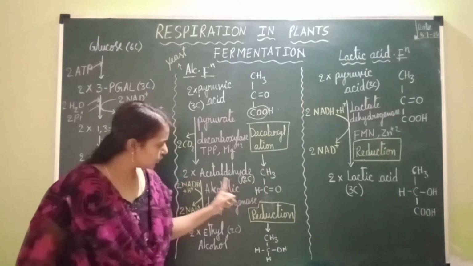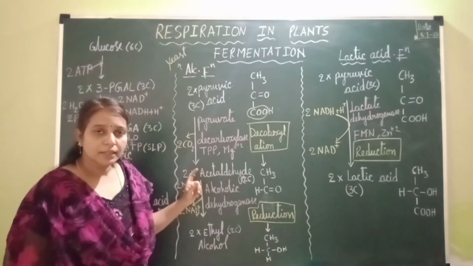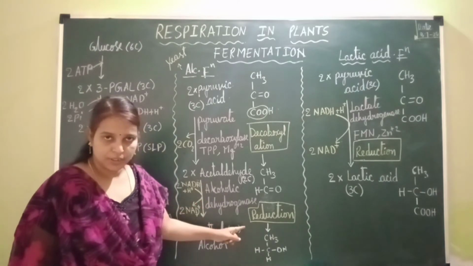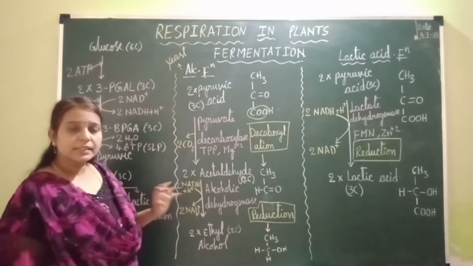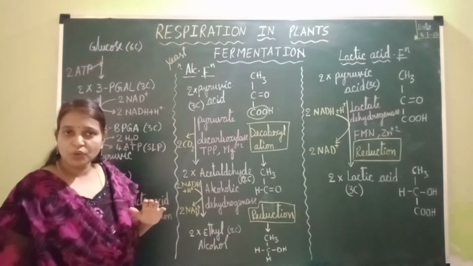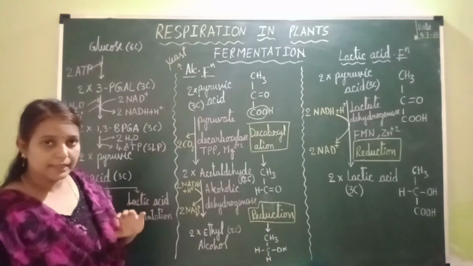So this is the structure of acetaldehyde. Now these two molecules of acetaldehyde undergo reduction into 2 molecules of ethyl alcohol. So during this reduction, what is reduction? Addition of protons and electrons. Protons and electrons, that is reduction.